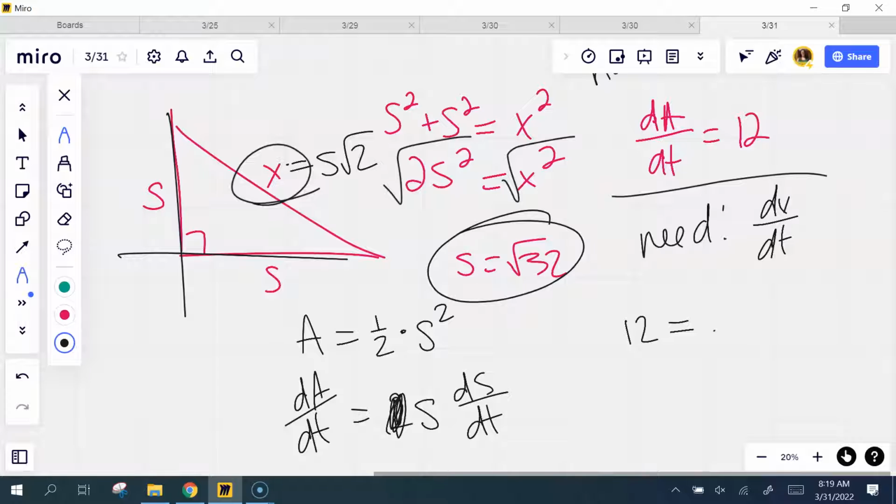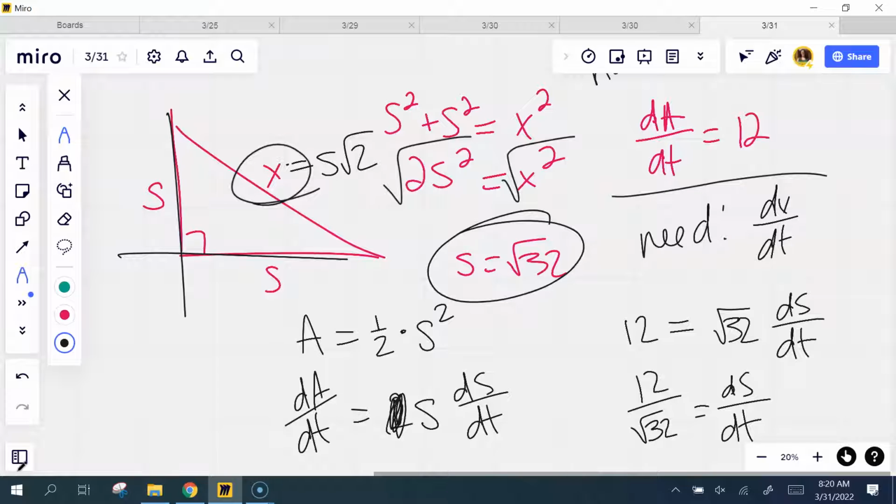Okay, so 12 equals the square root of 32 times ds/dt. Yes? Okay. 12 over the square root of 32 equals ds/dt. This has not solved what I was asked to solve. But what can I do? Where can I go to get what I need now? Remember what it is I'm looking for.